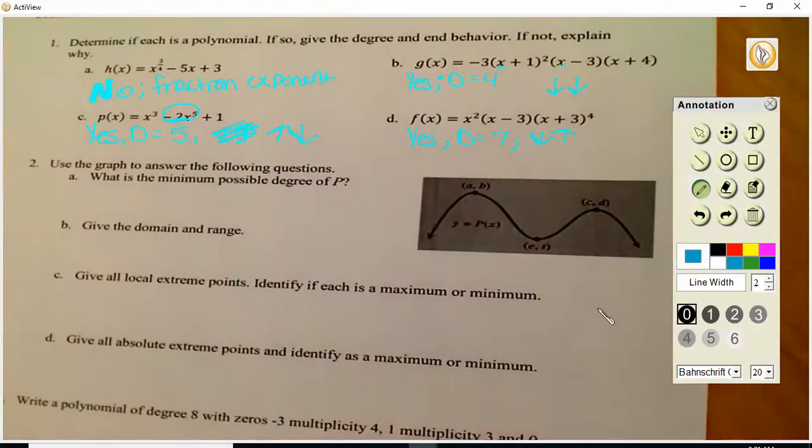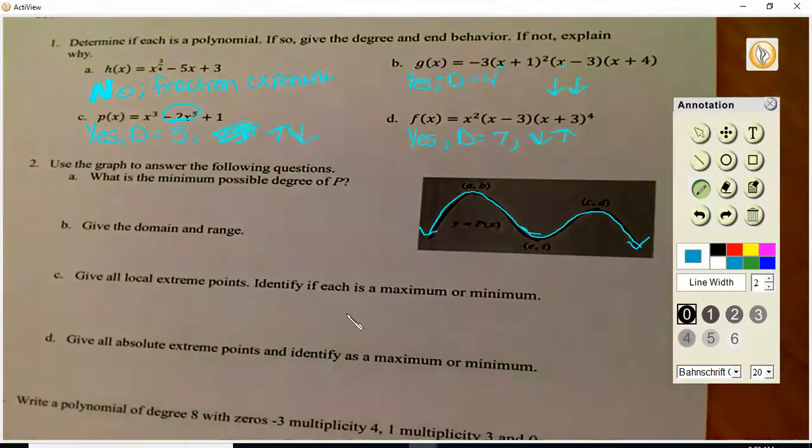Okay, number 2. Really hard to see my graph here, but it looks something like this. Minimum possible degree. Okay. I saw your shoulder. I'm sorry. You were giving a minimum point. I'm laughing at you. I want the smallest possible degree. So degree is just a number, like 2, 3, 4.